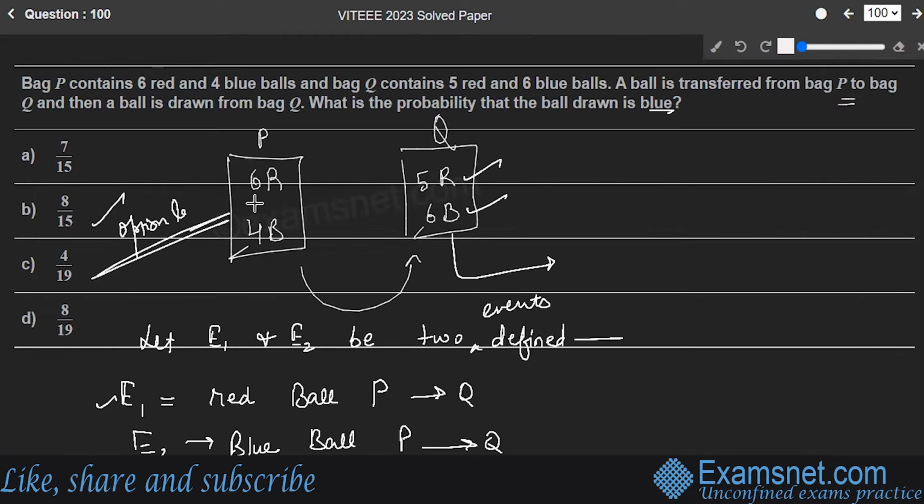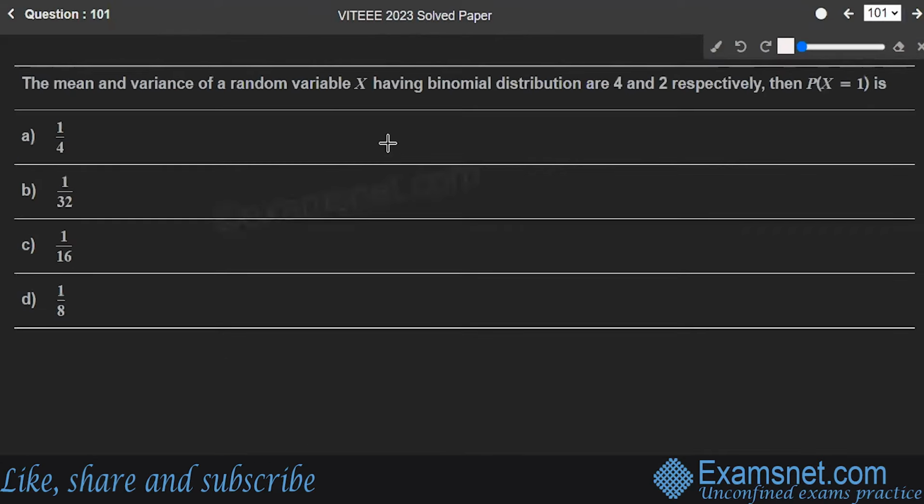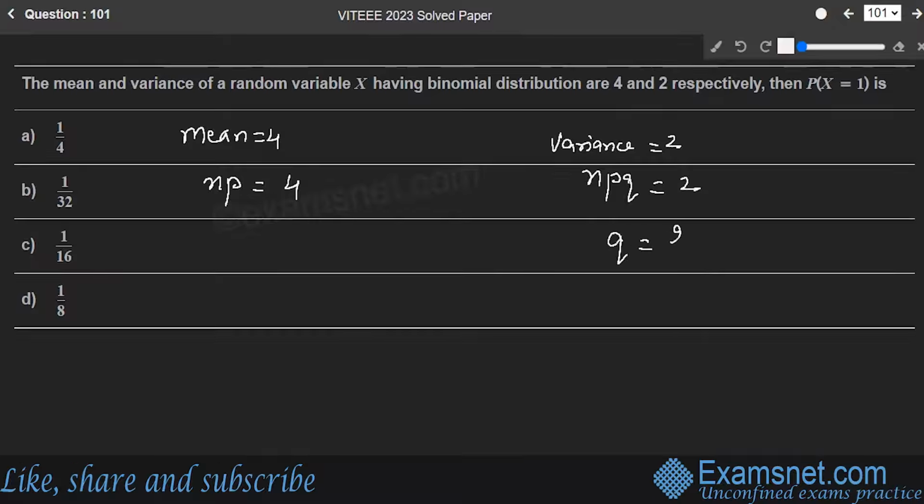Hope you got that. Let's move to the next question, number 101. The mean and variance of the random variable x having binomial distribution are 4 and 2 respectively. Then what is the value of probability when x is equal to 1? All right. So you are given that mean is 4 and variance 2. That means np is 4, npq is equal to 2, which gives me q is equal to 2 by 4 or 1 by 2.